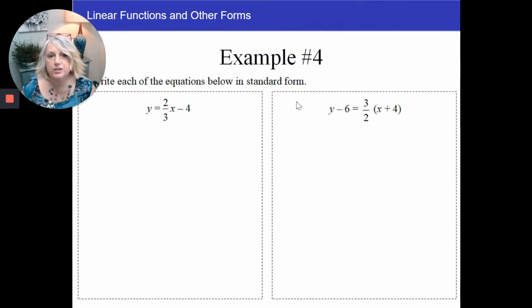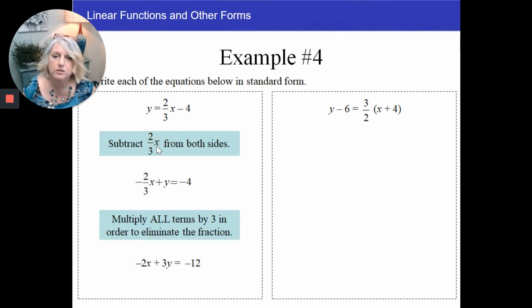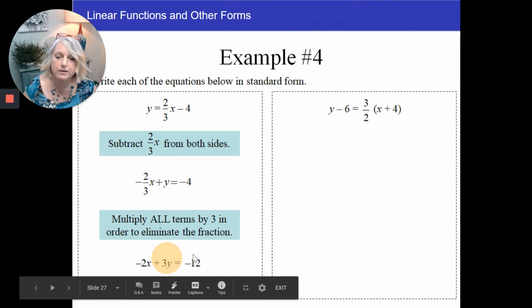So write each of these in standard form. Very quickly on this, the first thing that we might do is subtract the 2/3 x, move it over to that side. That's getting all the x's on the same side. Then there's a 3 in the denominator, so basically you're just going to multiply by 3, the GCF, and it will eliminate the fractions. There's my standard form. Now obviously, it would also be correct to say positive 2x minus 3y equals 12. That would work too. It doesn't really matter, positive or negative. Some people just like to have a positive on the first term, but it doesn't really matter.